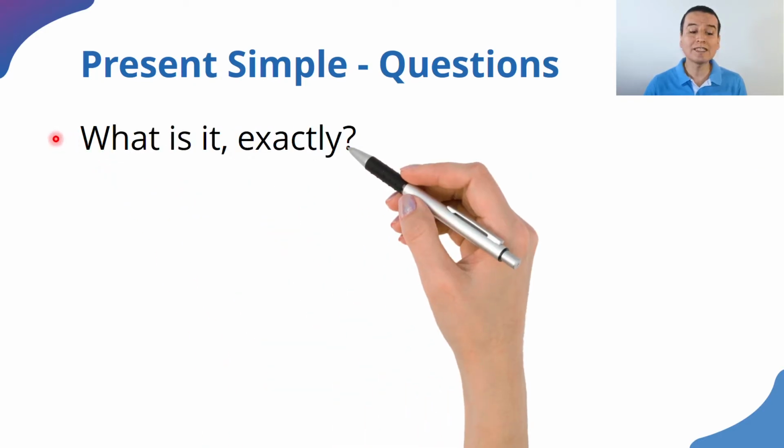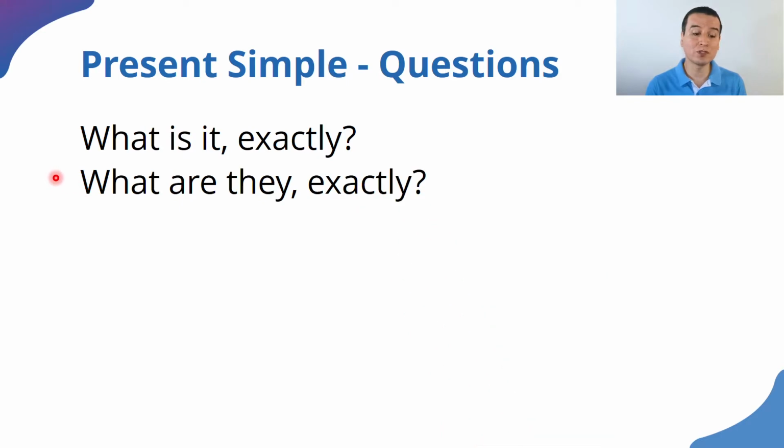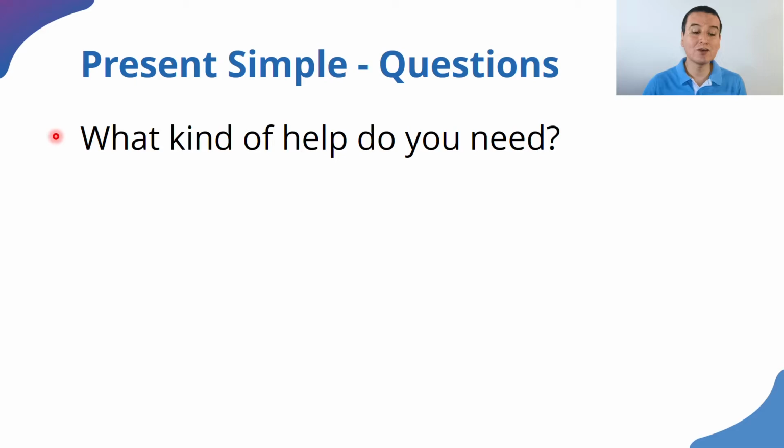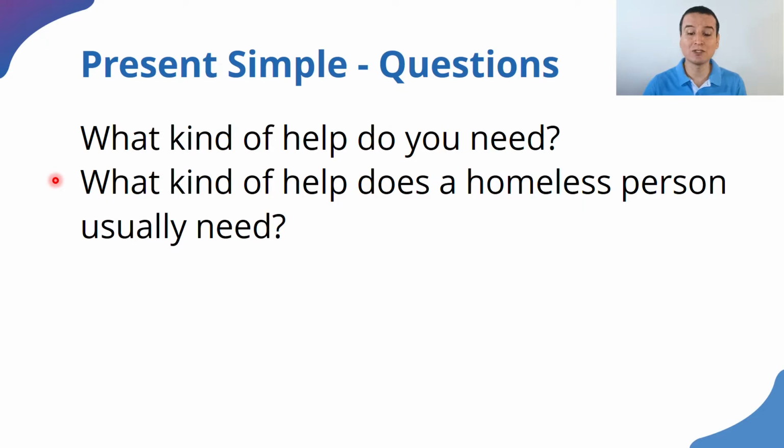Next, what is it exactly? As you can see, we have the auxiliary is, it's a form of be, which is before the subject it, and before that we have an information word. What is it exactly? Or if it's plural, we would say, what are they exactly? Now here, what kind of help? That could be a longer phrase asking for some specific information. What kind of help do you need? Or what kind of help does a homeless person usually need?